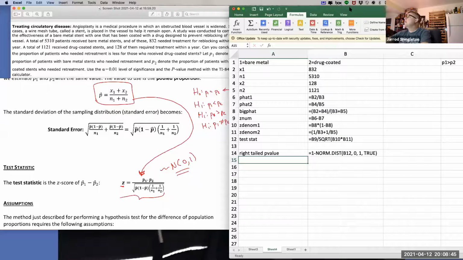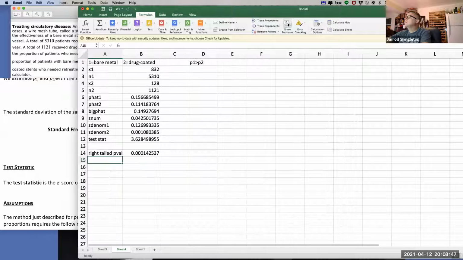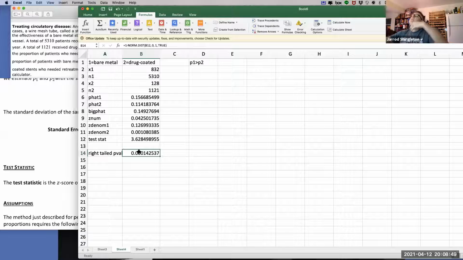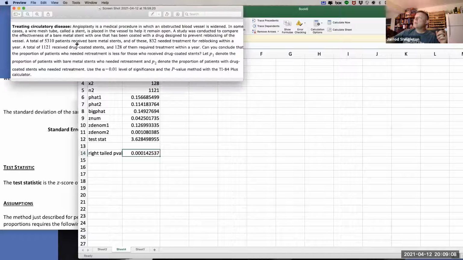What does my p-value say? Blam! My p-value is very, very, very small. This makes sense. We already saw that p hat 2 was smaller than p hat 1. We just didn't realize it was proportionally that small. Holy moly. We are definitely going to reject the null hypothesis. And I think there is plenty of evidence to say that those patients that received the bare metal stents had to get a lot more of the retreatment.